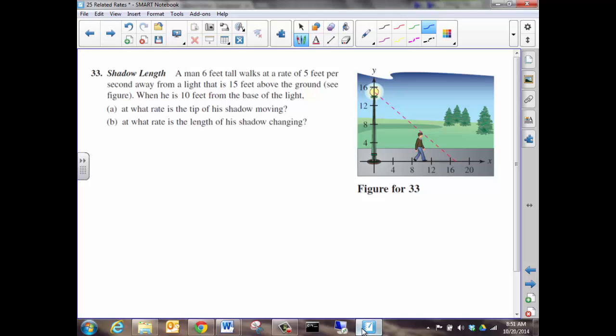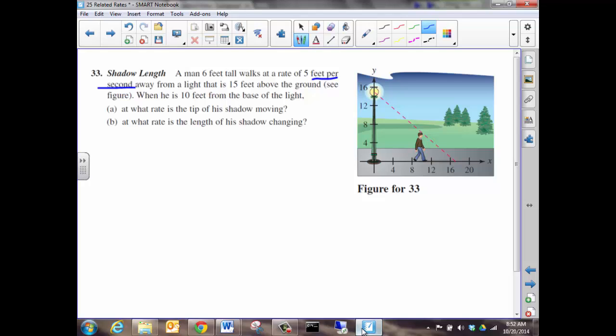Can you see some relationships here? Similar triangles. Okay? So we're going to be looking for some similar triangles here. Now, this 5 feet per second, isn't that how fast the shadow's moving? Why not? Oh, triangles don't work like that, okay?